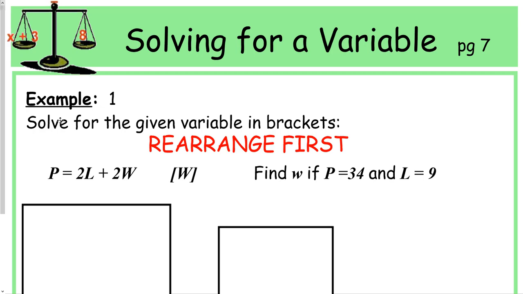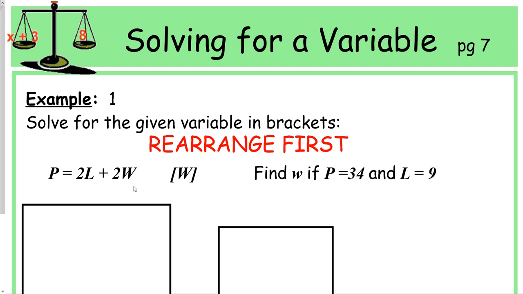In this example, we want to solve for the given variable in the brackets, but we want to rearrange first. So we're given an equation, p equals 2l plus 2w. That's the equation for perimeter of a rectangle. And we want to know what the perimeter is, or we want to know what the width is if the perimeter is 34 and L is 9. But we want to rearrange this first. I know that you could take these values and sub them in and solve for W. That's one way of doing it, but you're being asked to rearrange this in terms of W because that's what you're practicing.